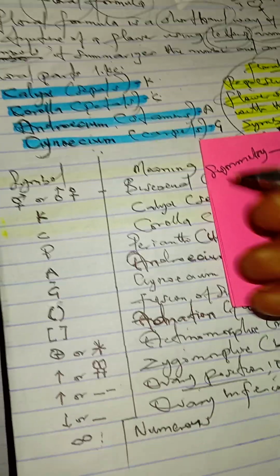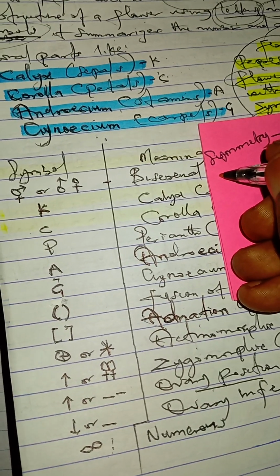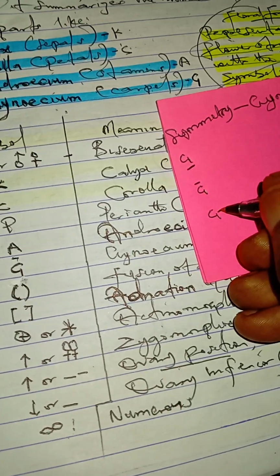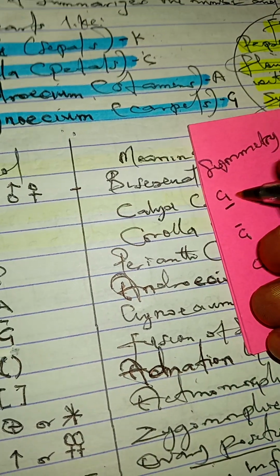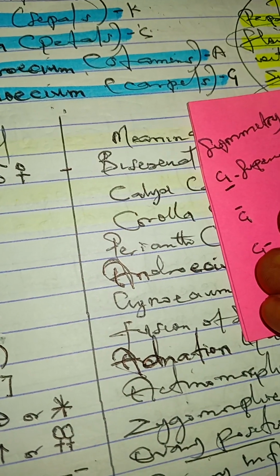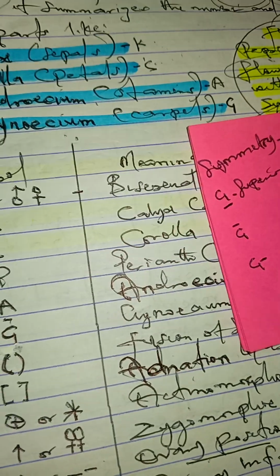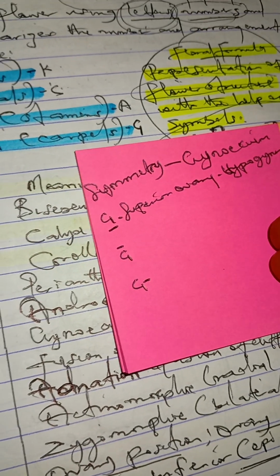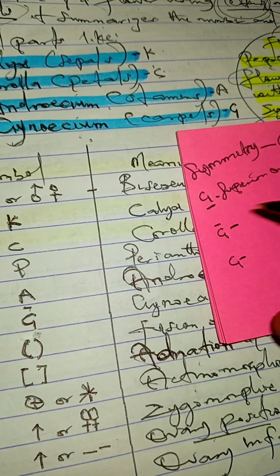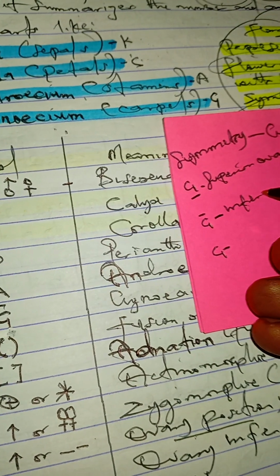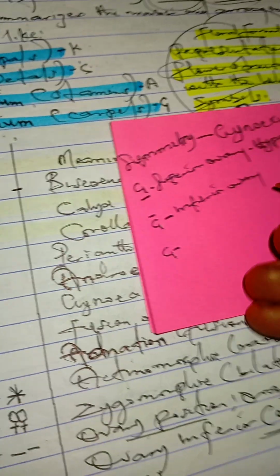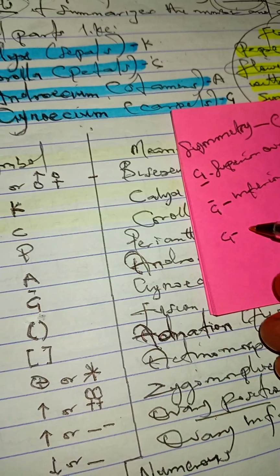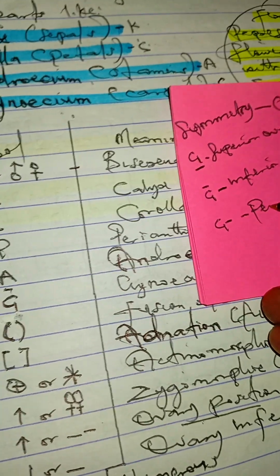Now, you must understand that this gynoecium is of three kinds. We have this, we have this, and we have this. Now, this talks of superior ovary, and superior ovary happens to be hypogynous. This is inferior ovary. This is the symbol for inferior ovary. Inferior ovary can be called epigynous, and this is called perigynous ovary.